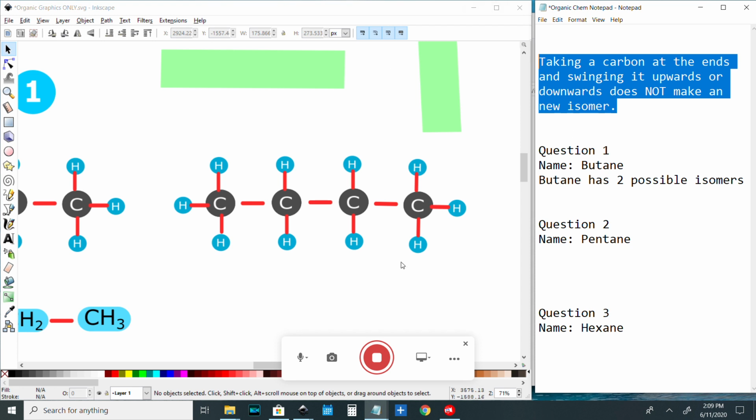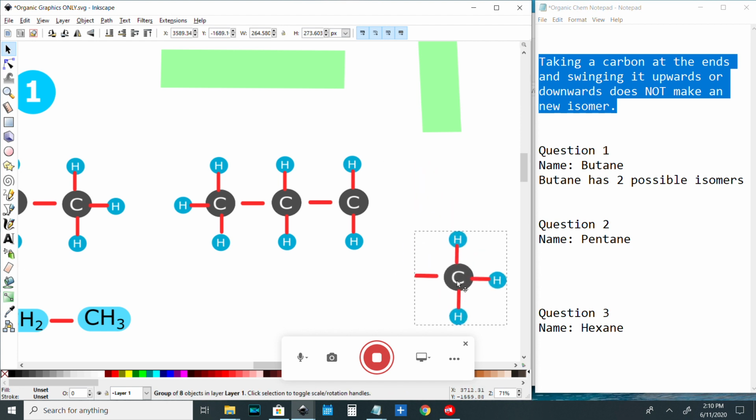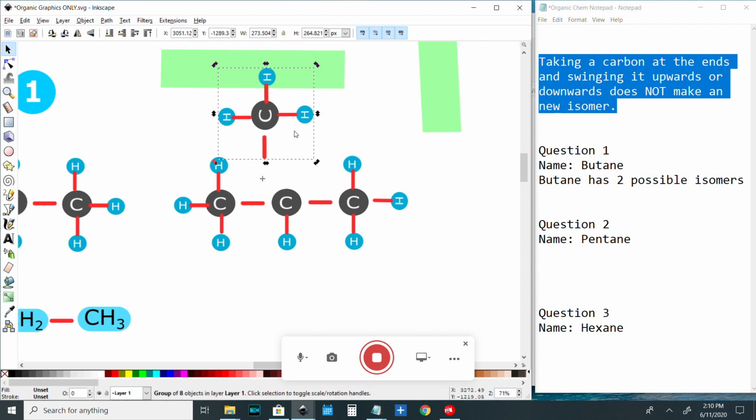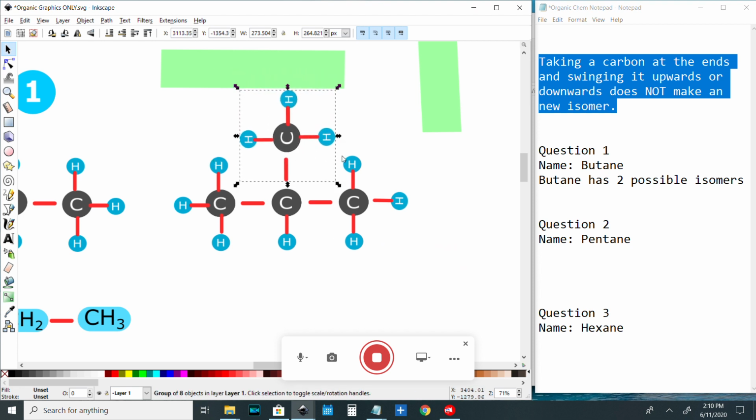So here's what we need to do. If we're going to take one on the end, we can't simply swing it upwards. I think we should move it more to the middle. So what I'm going to do is detach this. I'm going to take this one here and move it over here now. And the one I just detached, I'm going to move to the middle. So I'm moving it to the middle here now.